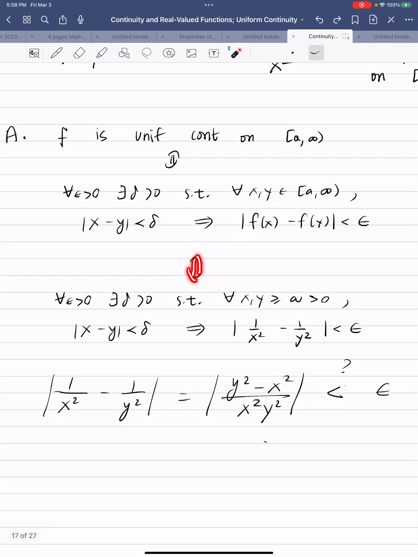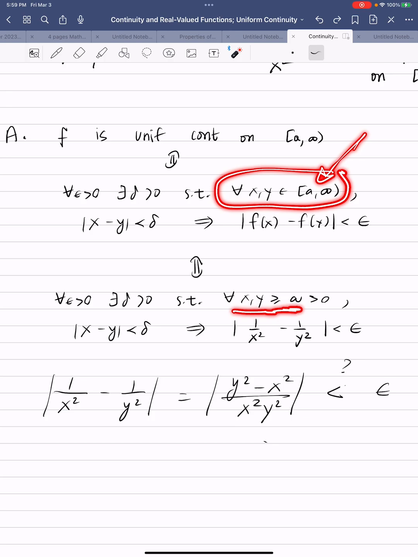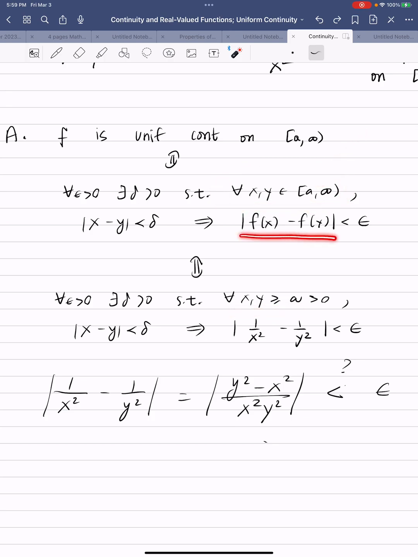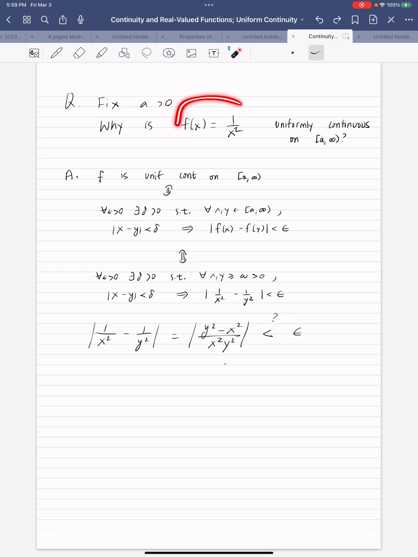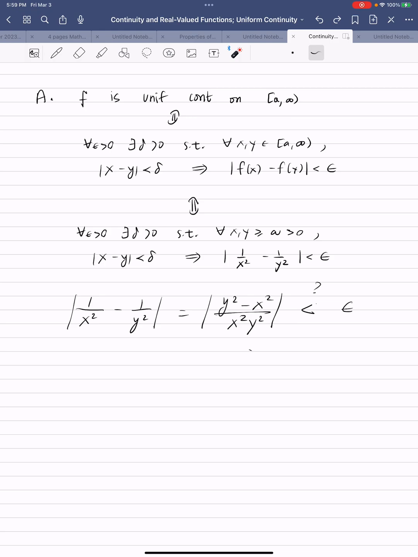So now I just did an if and only if to rewrite what it means to say x and y belong to this set. Well, that just means that x and y are bigger than or equal to a. And then what does it mean to say that the distance between f of x and f of y is less than epsilon? That just means that the distance between 1 over x squared and 1 over y squared is less than epsilon, because the function that we're looking at is given by the formula 1 over x squared. Okay, so my goal is to find a delta where whenever x and y are bigger than or equal to a, if this is true, then this is true.